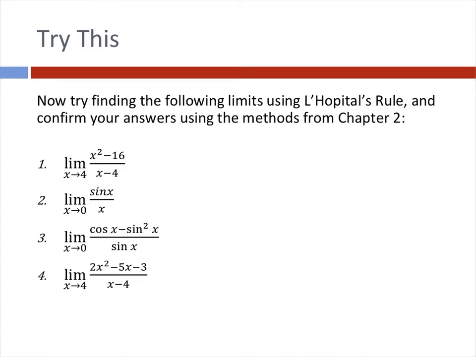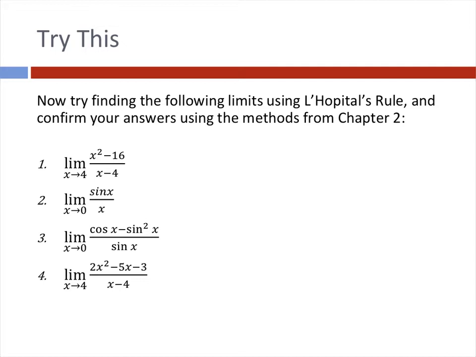Okay, and then hopefully you can confirm these on your own using methods that you used in Chapter 2. So you could either use numerical methods or graphs or algebraic methods to confirm your answer. Okay, so the first one is limit as x approaches 4 of x squared minus 16 over x minus 4.